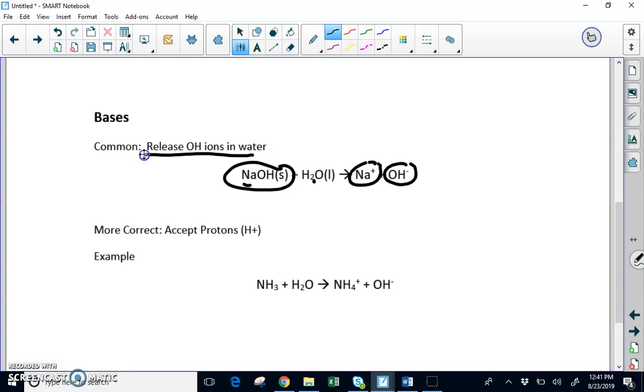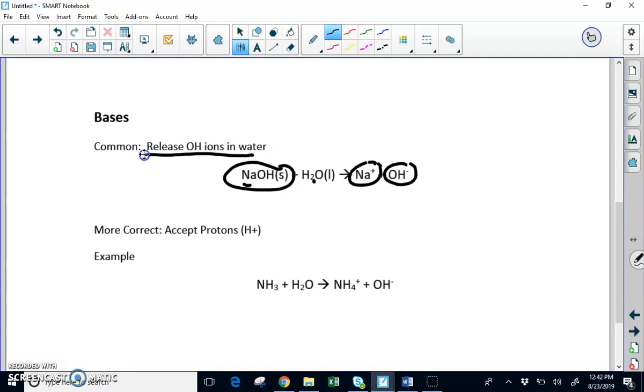AP Chemistry does not use that definition at all, and AP Bio will not use that definition either. The more correct definition of a base is something that accepts protons, or H+. Those words are used interchangeably. So remember, acids release H+, bases accept H+.